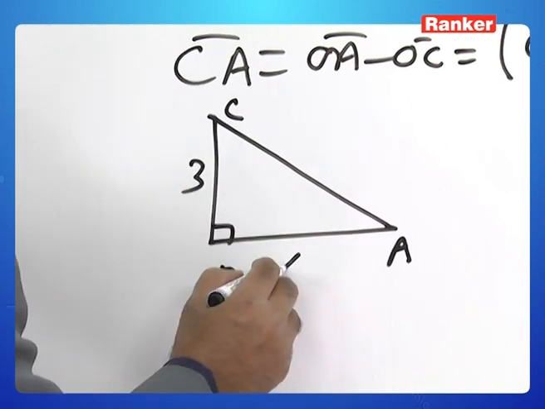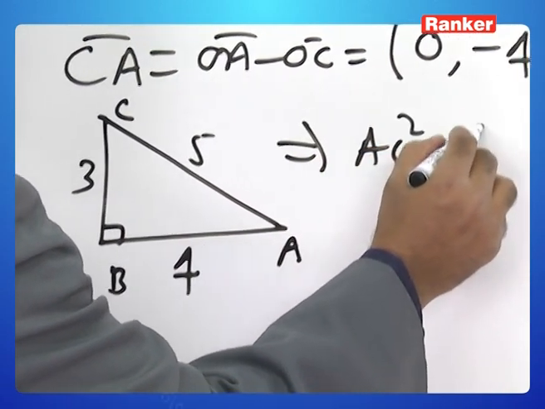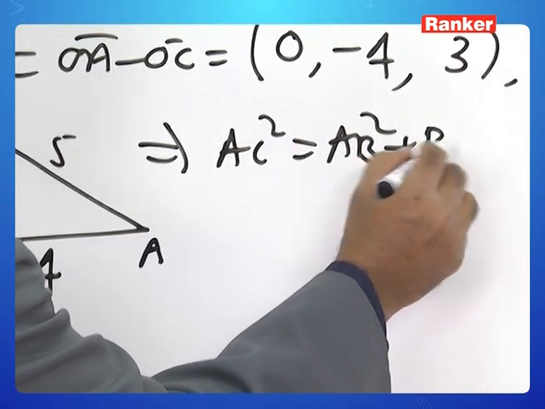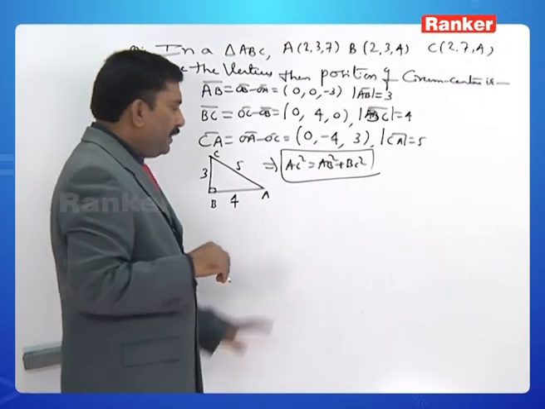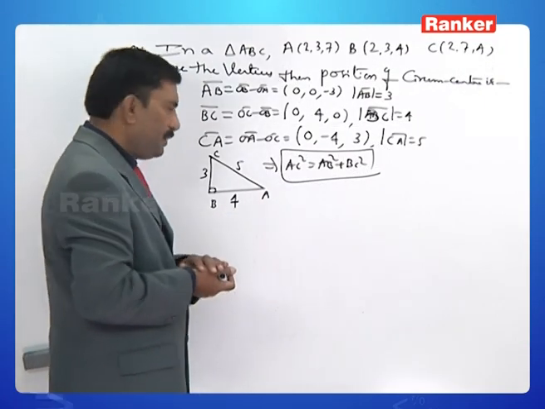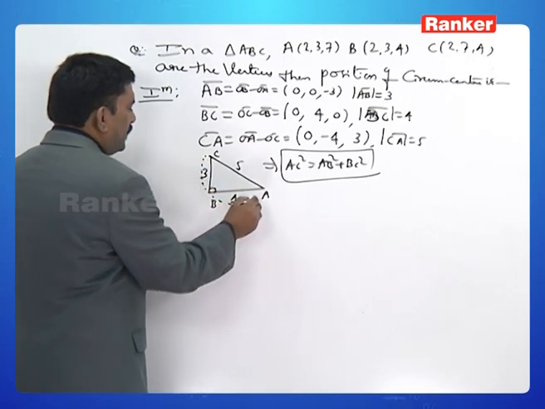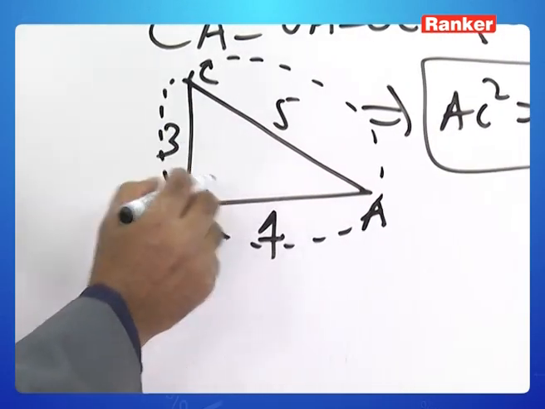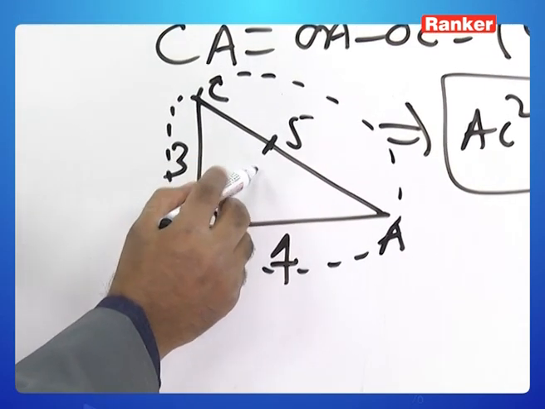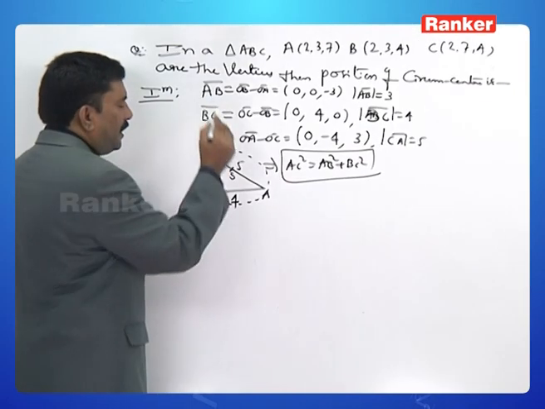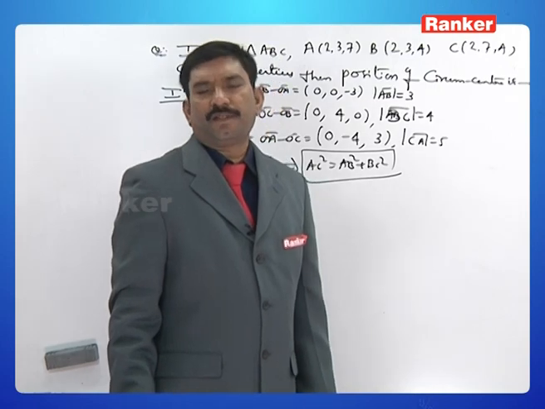If I go for 3, if I go for 4, it's a 5. So AC square is equal to AB square plus BC square by using Pythagoras theorem. So it forms a right angle triangle. You know already the angle in a semicircle is 90 degrees. The side opposite to 90 will be the diameter, and the midpoint of the hypotenuse is the circumcenter.